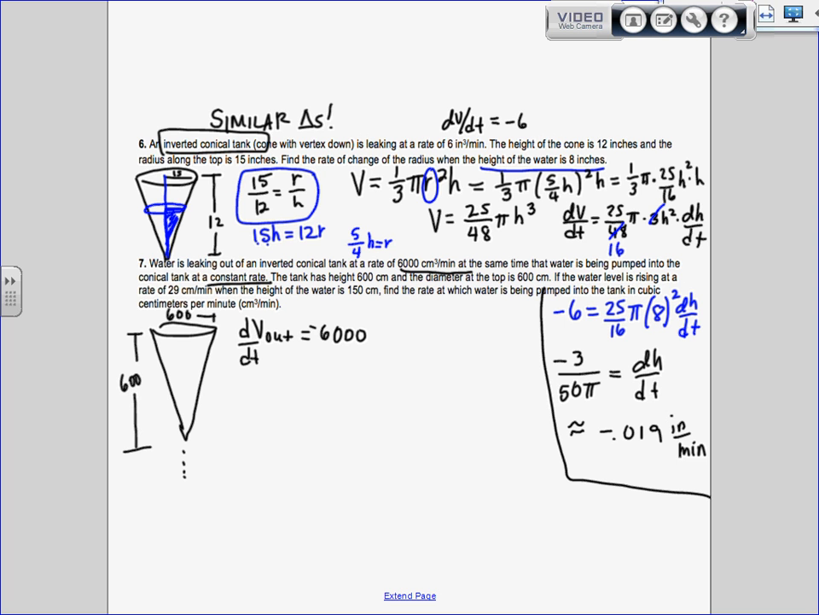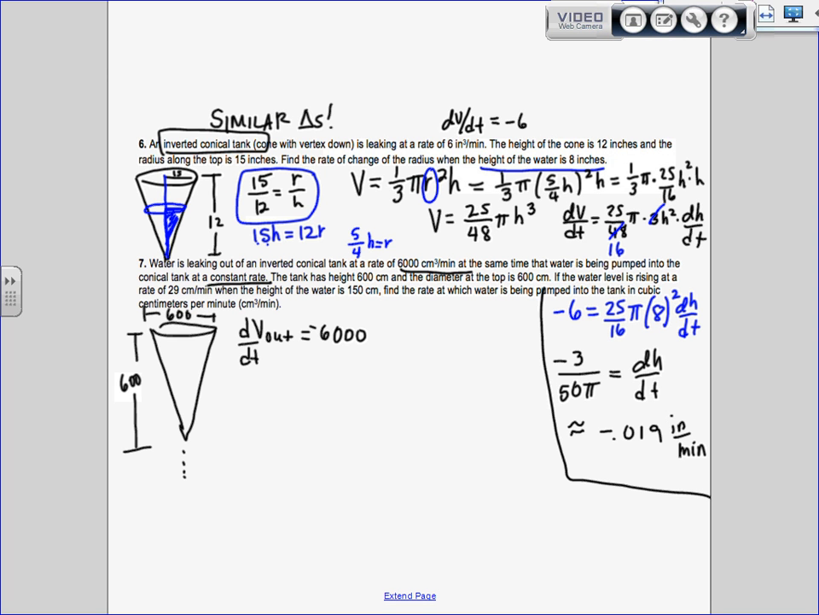Like every funnel that you use is a cone that has liquid coming out of it, so a lot of people use funnels. Pretty important.